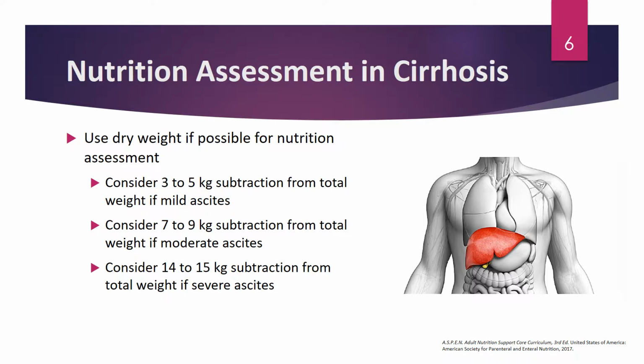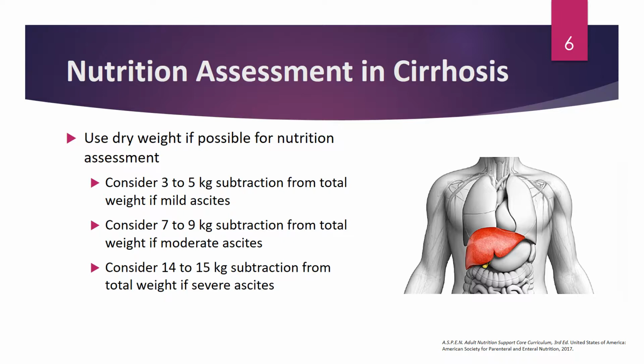That 3 to 5 kilograms is essentially water weight. If they have moderate ascites, they should subtract 7 to 9 kilograms. And if they have severe ascites, they should subtract 14 to 15 kilograms.